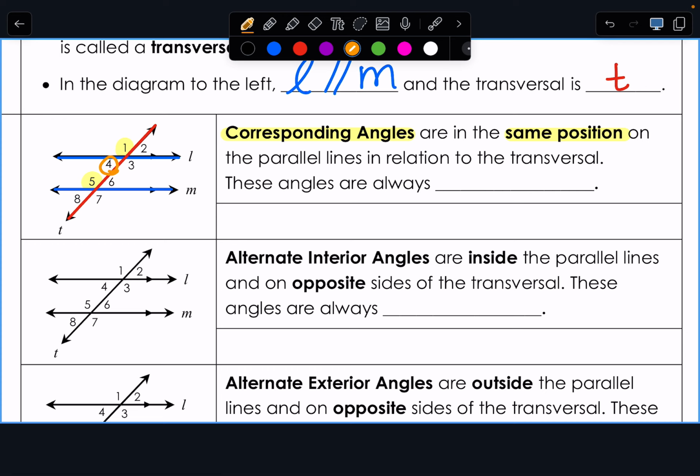8. Okay, and then don't highlight it, but if I circle angle 3, which angle corresponds with angle 3? 7. They're in the same position.